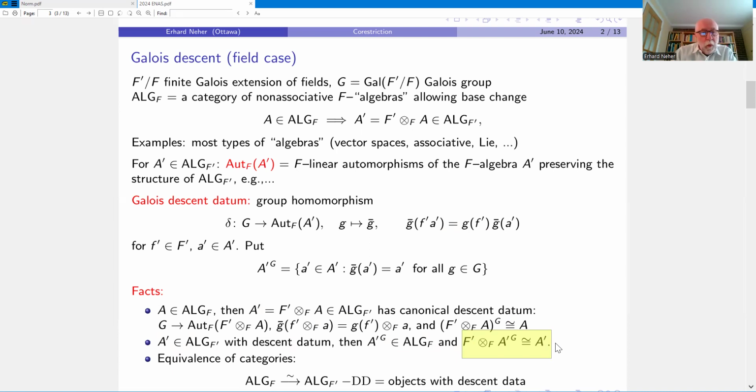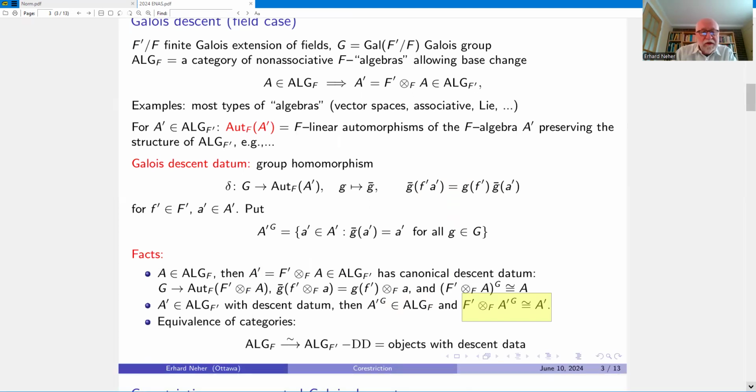And so what this tells you is that there exists an equivalence of categories. On the one hand side, we have objects over F, we have our Alg F, and on the other side, we have Alg over F prime, whose objects are objects in Alg F prime which have descent data. Okay. Of course, in general, an object in the category Alg F prime need not have descent data.